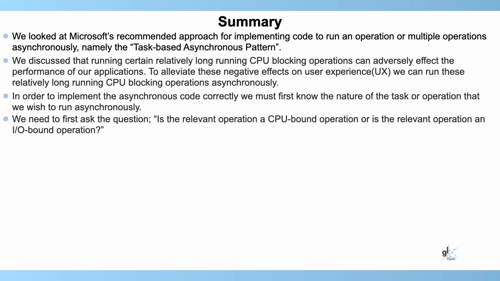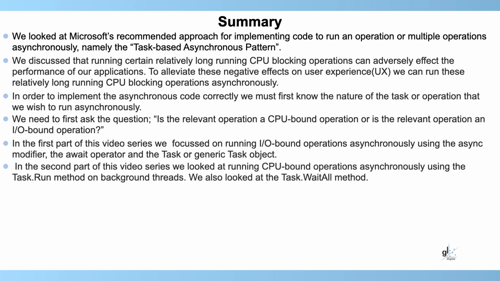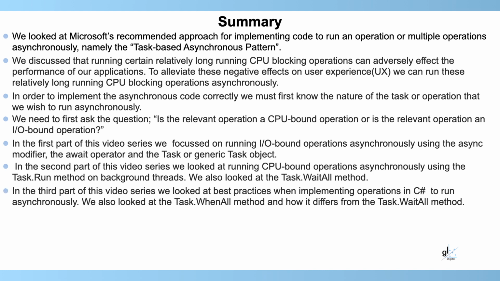In the first part of this video series, we focused on running I/O-bound operations asynchronously using the async modifier, the await operator, and the Task or generic Task object. In the second part, we looked at running CPU-bound operations asynchronously using the Task.Run method to run operations on background threads. We also looked at the Task.WaitAll method. In the third part, we looked at best practices when implementing operations in C# to run asynchronously. We also looked at the Task.WhenAll method and how it differs from the Task.WaitAll method.